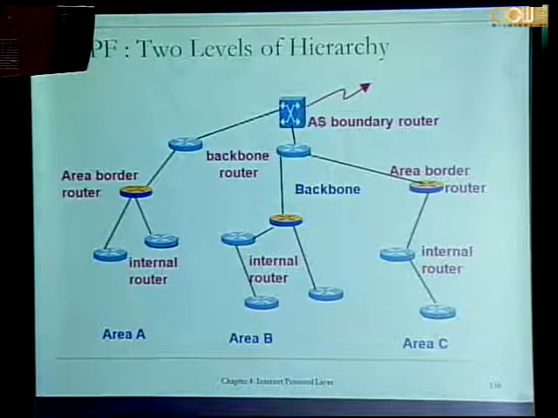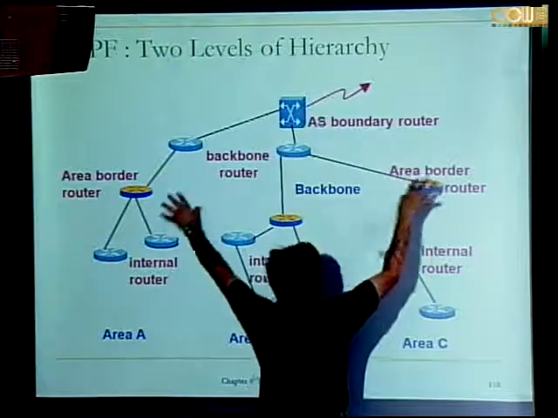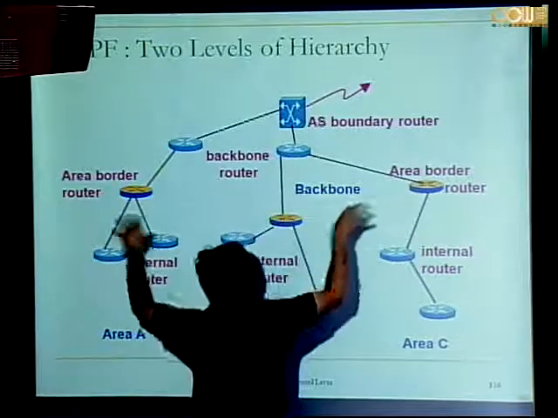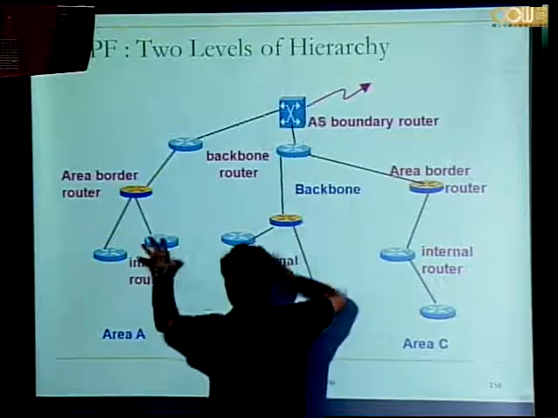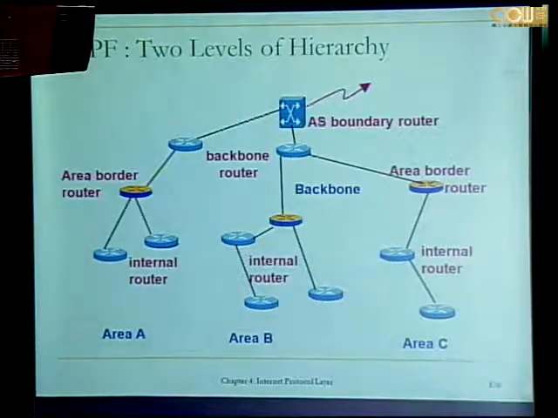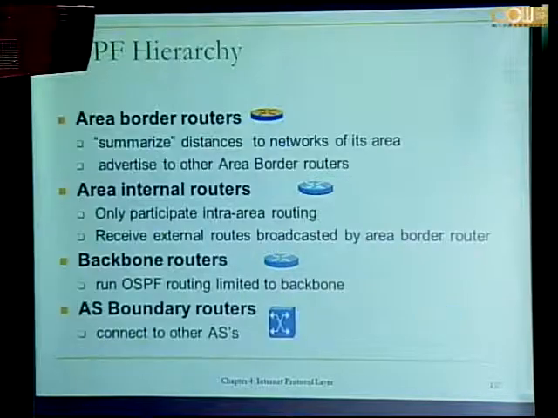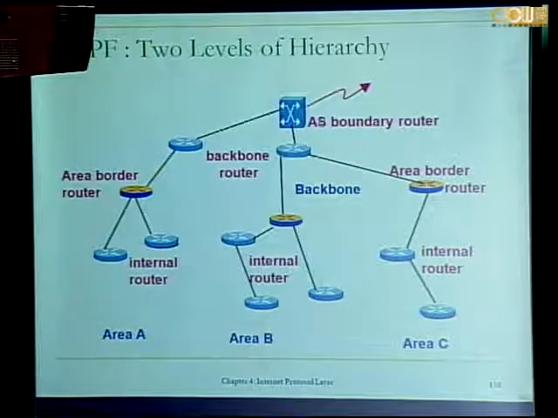For example, this is area A, B, C and the backbone area. So you would have intra-area routing in each area and inter-area routing here. But that's only used when the domain is really too big. Even within NCTU, which is a big domain, we don't use areas.